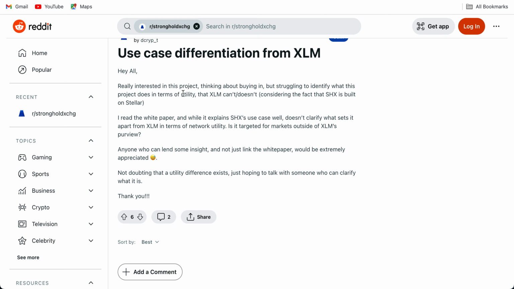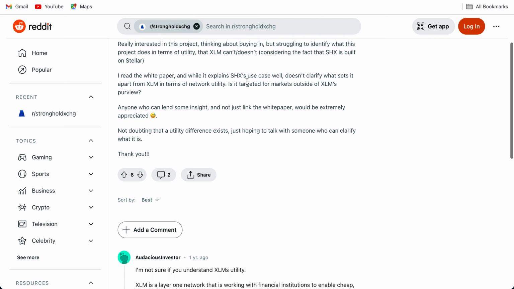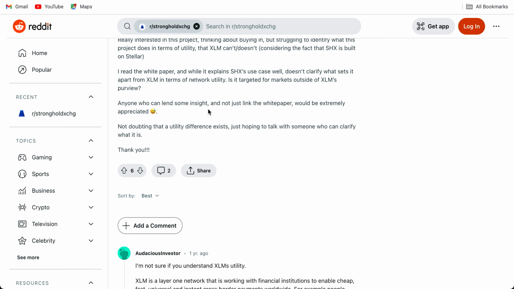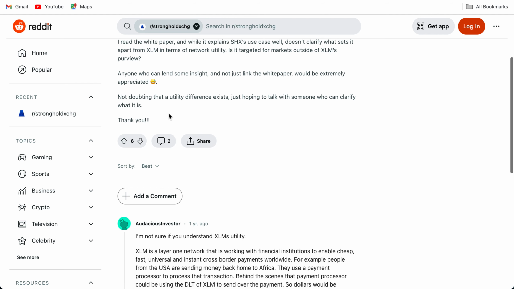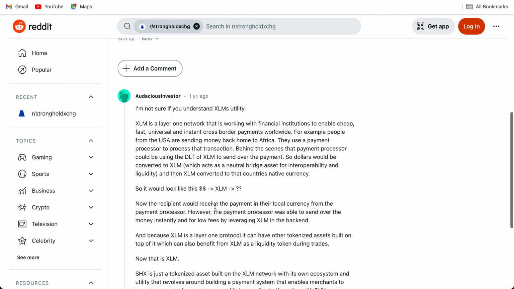Hey all, really interested in this project, thinking about buying in, but struggling to identify what this project does in terms of utility that XLM doesn't, considering the fact that SHX is built on Stellar. I read the white paper and while it explains SHX use case well, it doesn't clarify what sets it apart from XLM in terms of network utility. Is it targeted for markets outside of XLM's purview? Anyone who can lend some insight and not just link the white paper would be extremely appreciated. Not adopting that a utility difference exists, just hoping to talk with someone who can clarify what it is. Thank you. So here is the answer.